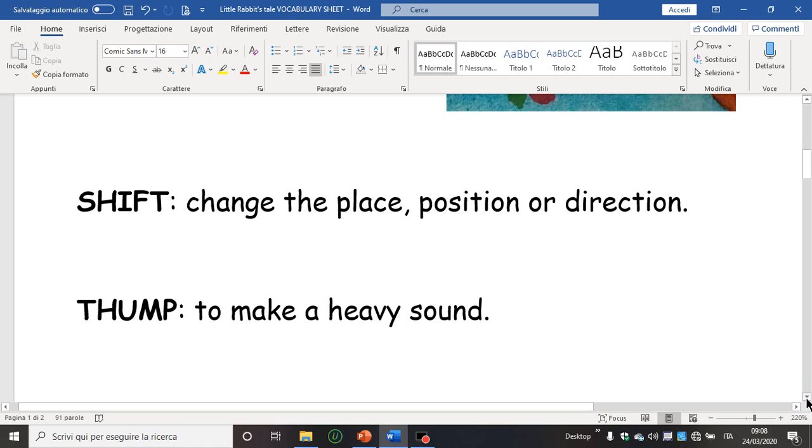The next word is shift. Shift is an action verb. It means change the place, position, or direction. Do you remember the animals in the story? They were shifting from place to place. They were moving very quickly. They were scurrying.